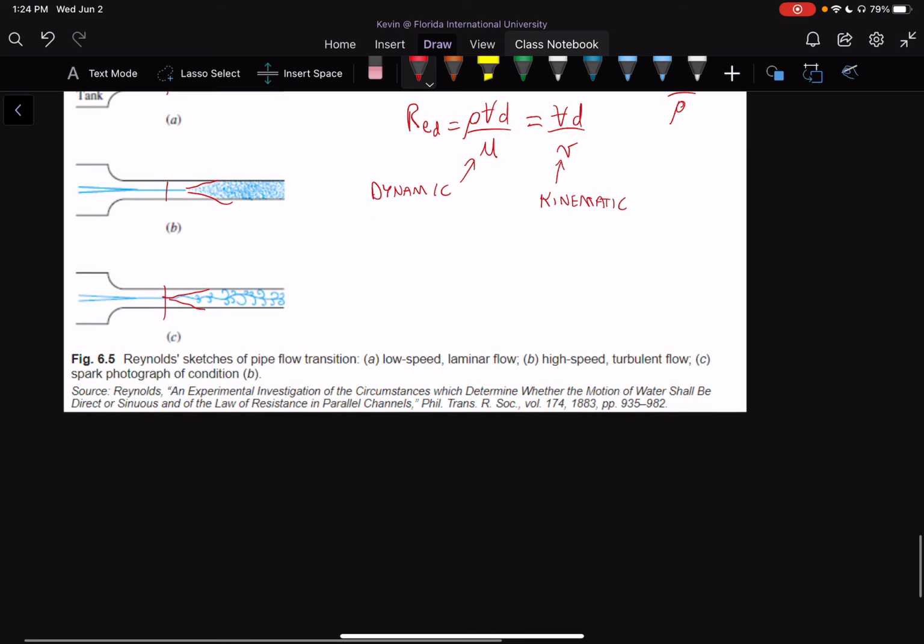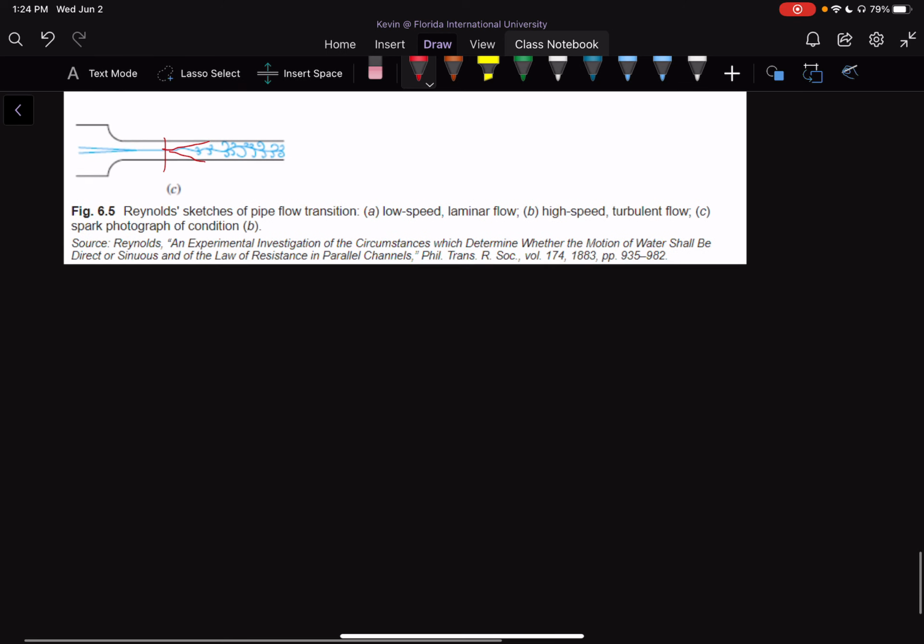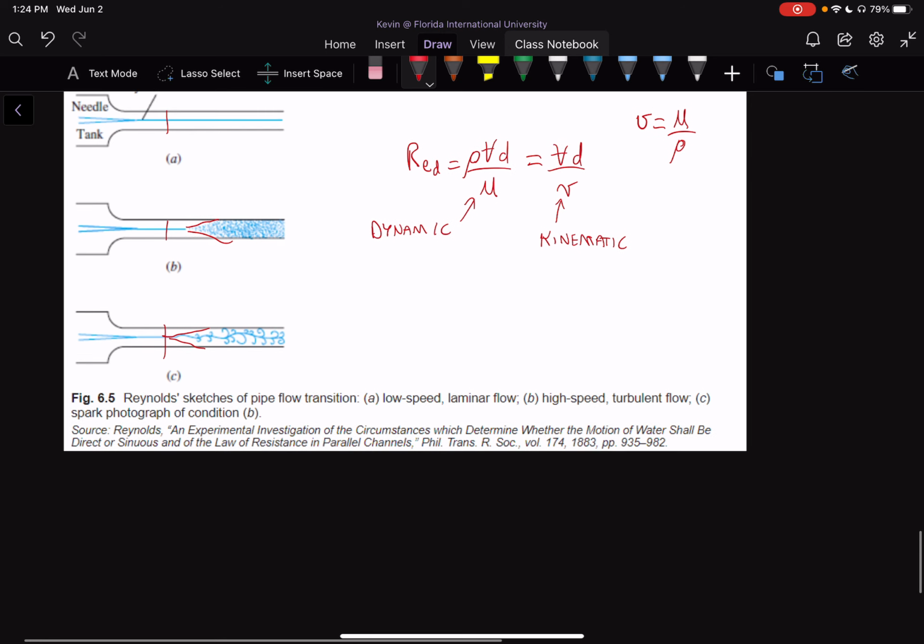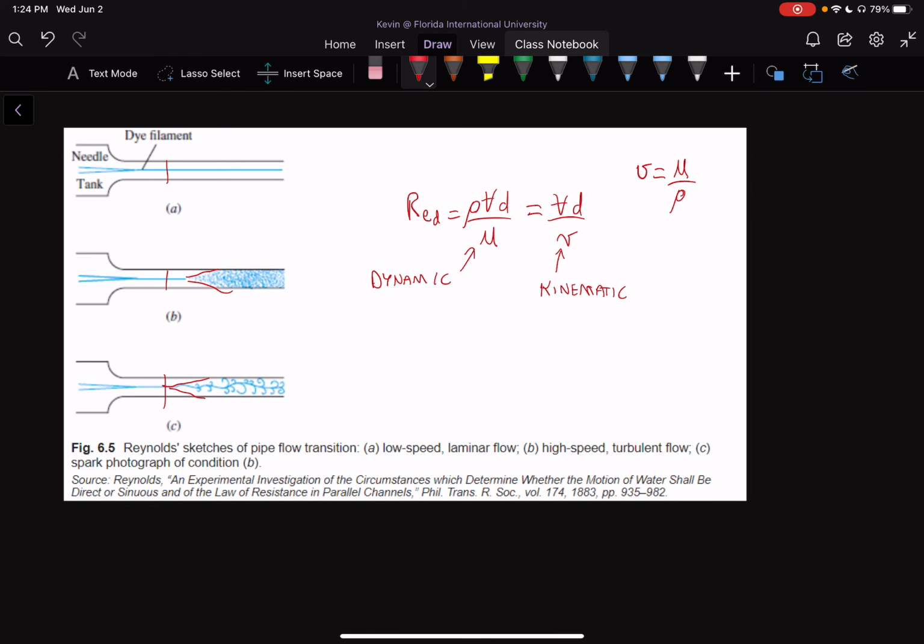Okay, so moving forward from this, we see that there is a transition. In part A, we have low speed laminar flow and the flow stays laminar throughout. Now in part B and C, we see that we actually get some turbulent flow and some transition. And we need to understand why it's transitioning. Okay, why is this happening? Well, the reason it's happening is because we have walls in our flow.